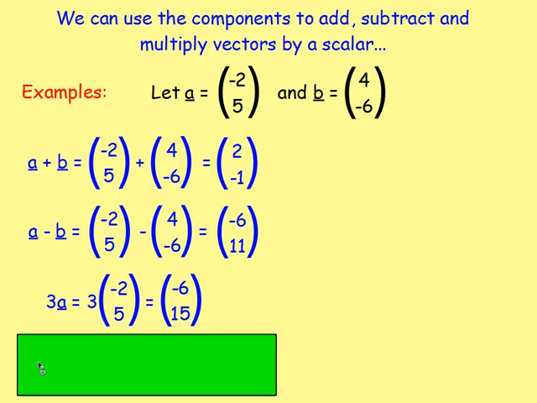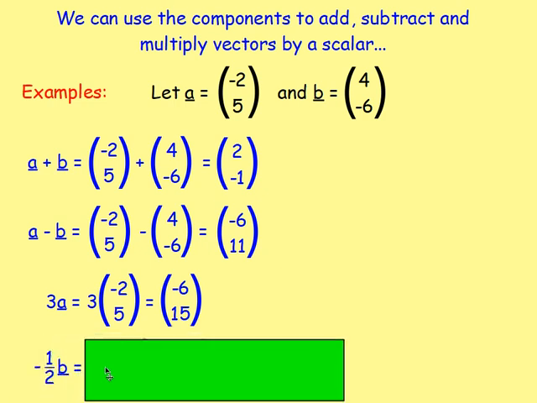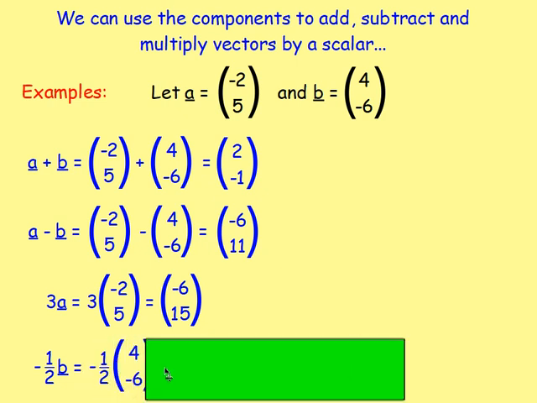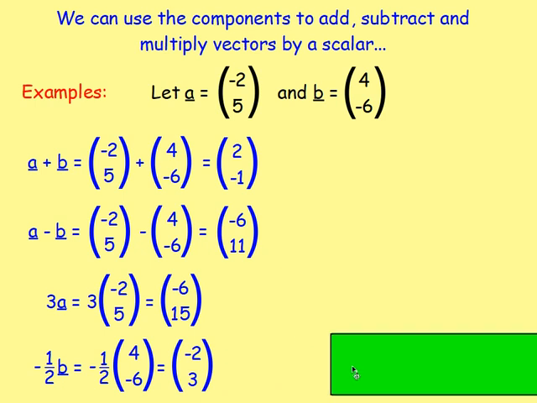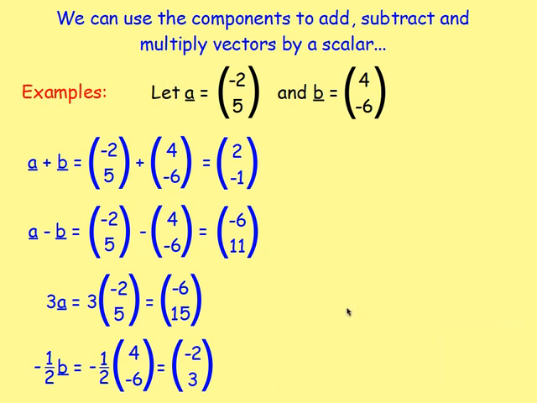To divide, really we're multiplying by the fraction. Dividing by 2 is multiplying by a half. If we've got the negative in here, multiplying by negative a half, it's negative a half times vector b. For that, negative a half times 2 and negative a half times negative 6 will give us the answer of negative 2, 3.